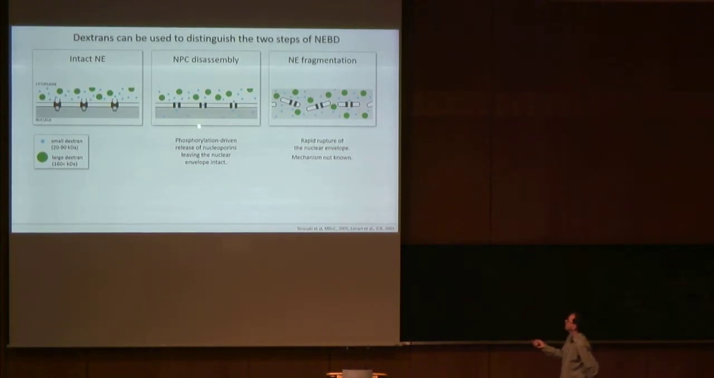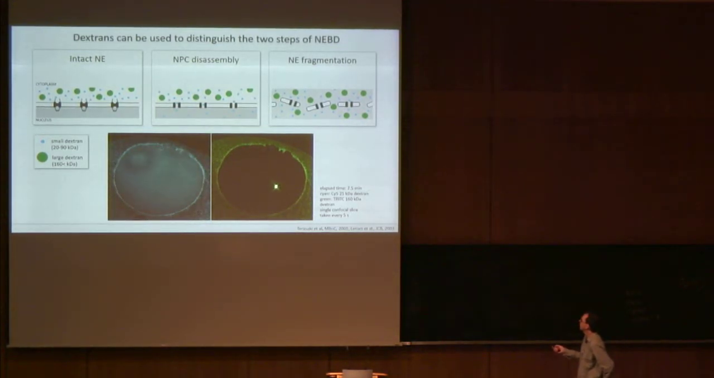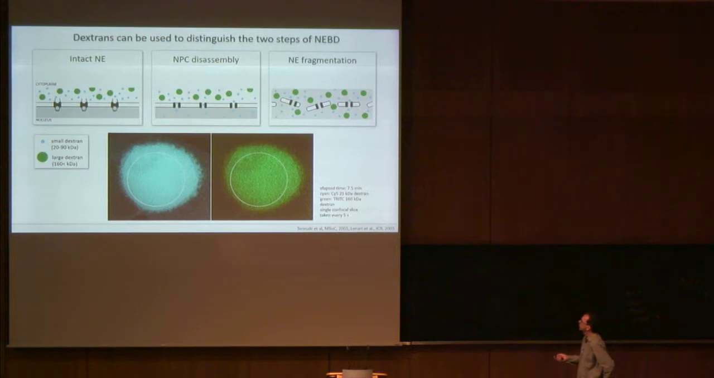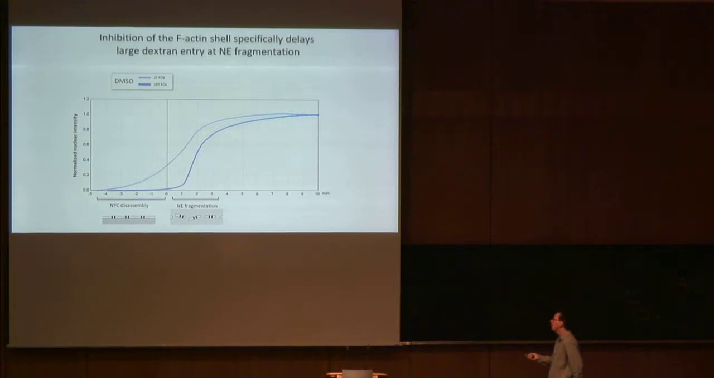So this partial disassembly by phosphorylation makes the pores leaky, which will allow small dextrans to slowly go in. And this rupture can be marked by a very large dextran, which cannot go through the leaky pores, but it can go through when the membrane is completely ruptured. So this is how this looks. This is the small dextran, and this is the large dextran. So you can very easily quantify this. You can see the entry of the small one leaking in as the pores disassemble, and this massive entry wave of the large dextran. And now you could guess, I guess, where I'm going.